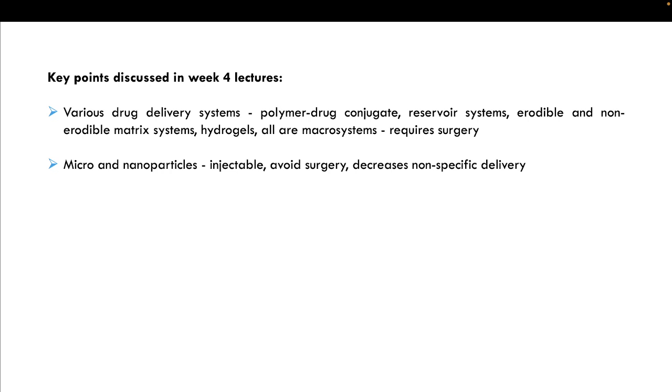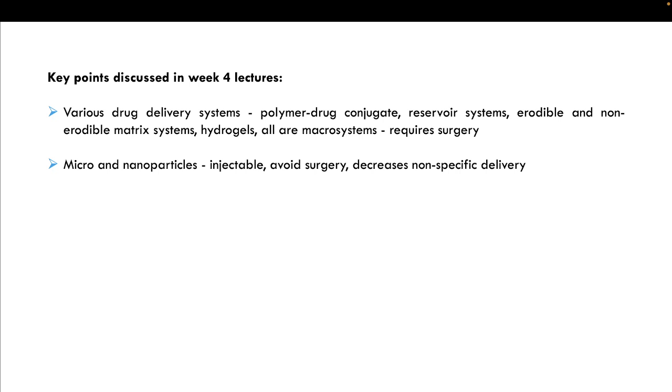Instead of making a bulk implant, you can now make very, very small implants in either the micrometer or nanometer range, and these are known as micro and nanoparticles. Let's say you have a polymer coating and your drug encapsulated inside the particle, and the size of these particles is now in the micrometer or nanometer range. There's no fixed definition, but by convention microparticles can lie anywhere around 100 microns, and nanoparticles are below 100 nanometers in size.